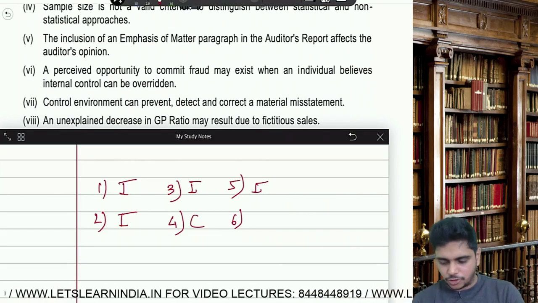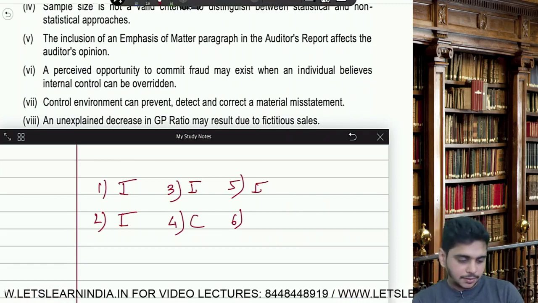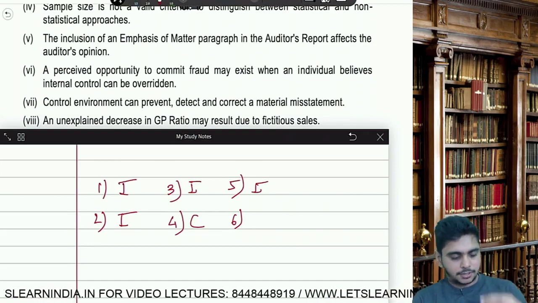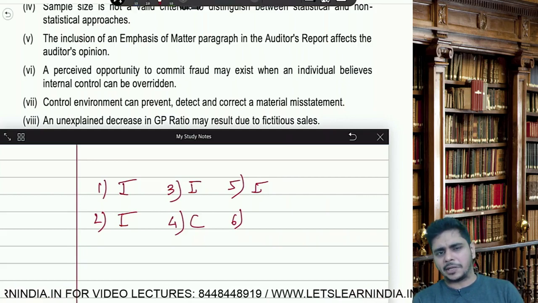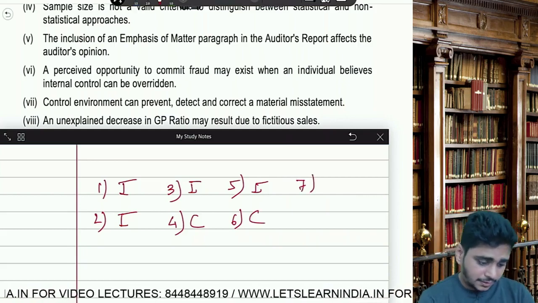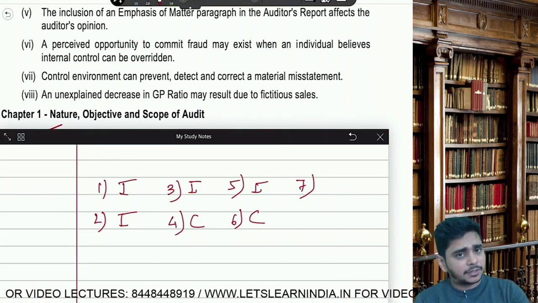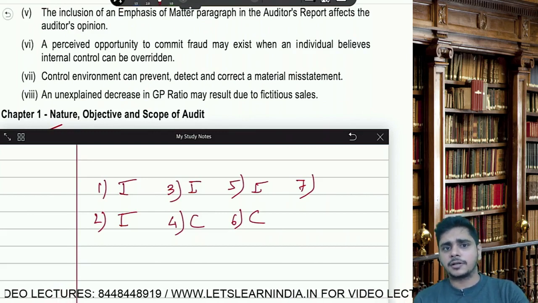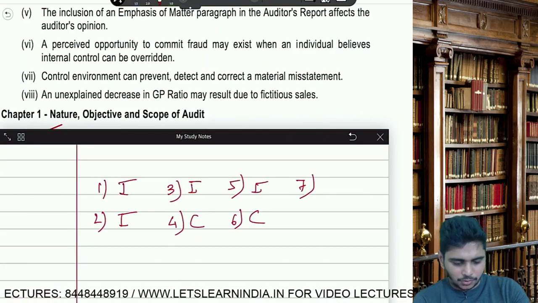A perceived opportunity to commit fraud may exist when an individual believes internal control can be overridden. I can see the fraud may exist when an individual believes internal control can be overridden. Maybe correct. 7. Control environment can prevent, detect and correct a material misstatement. No, they can only control it. They can't correct it. I may be wrong.